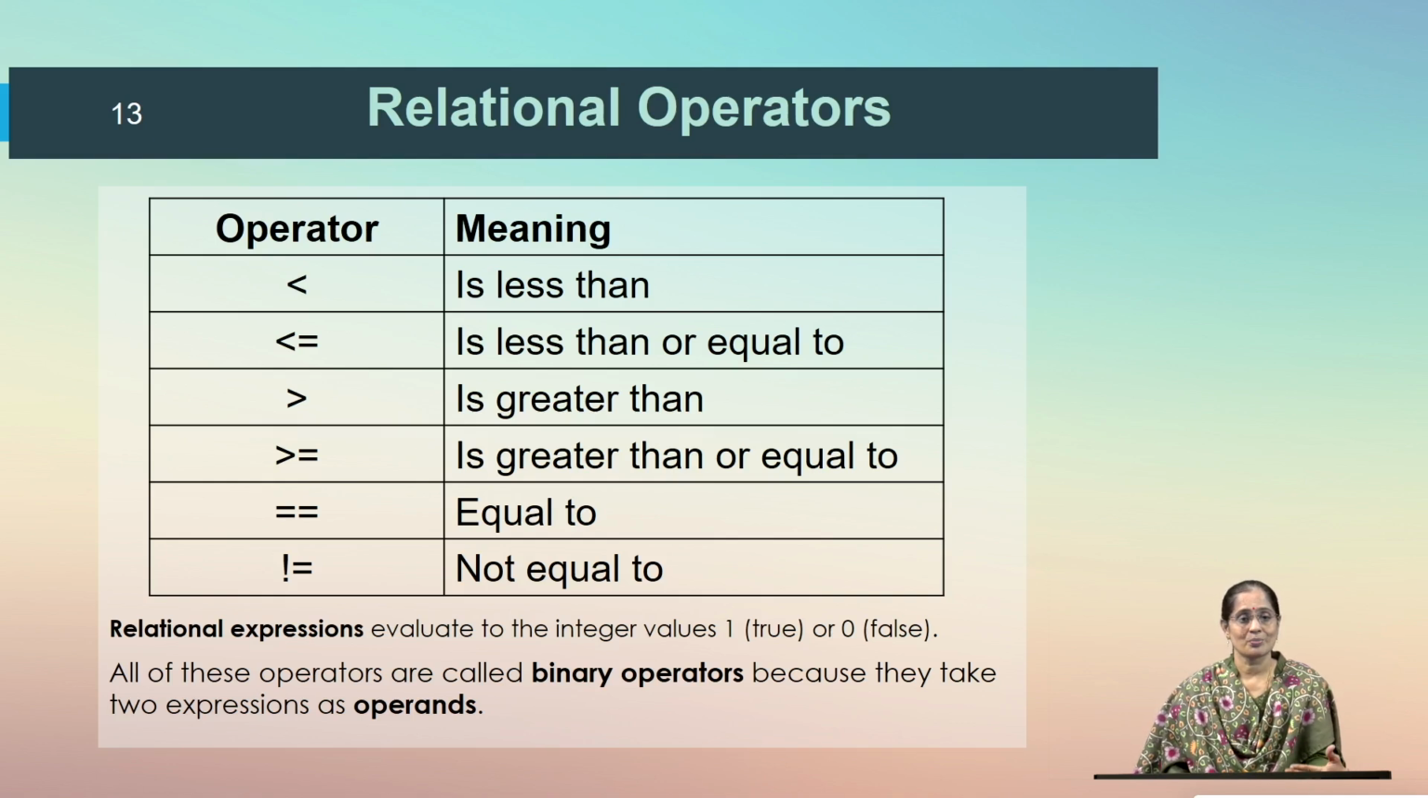Relational expressions evaluate to either true or false. The true or false value, apart from being considered a Boolean value, can even be interpreted with integer values 1 and 0 respectively. All of these relational operators can only be binary operators, because we need two operands for evaluating the relation. We will again take some practice examples with respect to relational expressions.